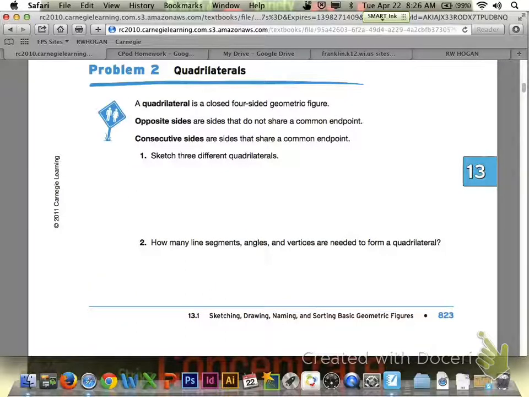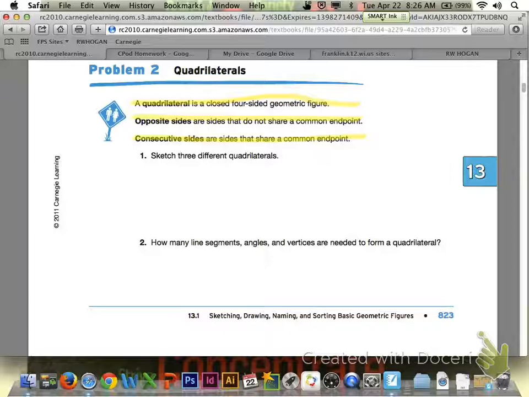If we take a look at the bottom of page 823, now we are shifting our focus to four-sided geometric figures in quadrilaterals, and that is indeed what a quadrilateral is, a closed four-sided geometric figure. Opposite sides of a quadrilateral are sides that do not share a common endpoint. Consecutive sides of a quadrilateral are sides that do share a common endpoint.